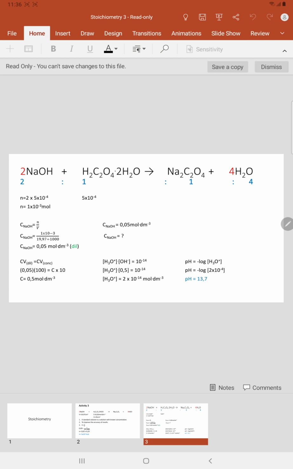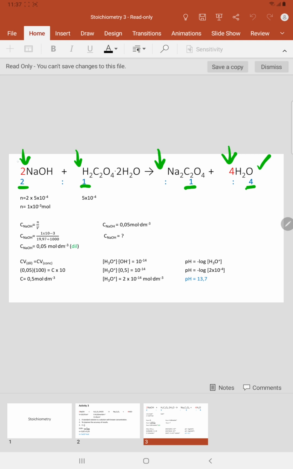In this question, we have to go back to the equation. Check that the equation is balanced and then work out the ratio. This means that we are working out the number of moles of each compound in the equation. So we find this out by looking at the coefficient in front of each compound. So that means the ratio is 2 is to 1 is to 1 is to 4.